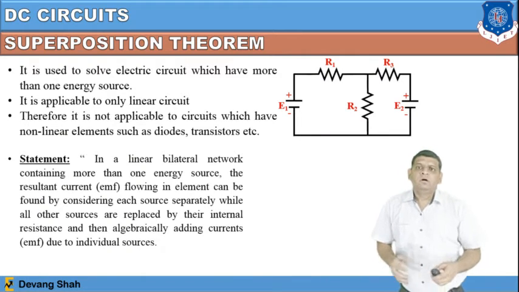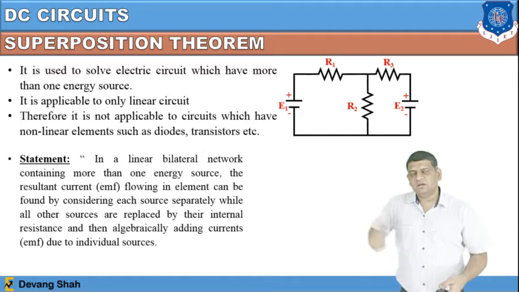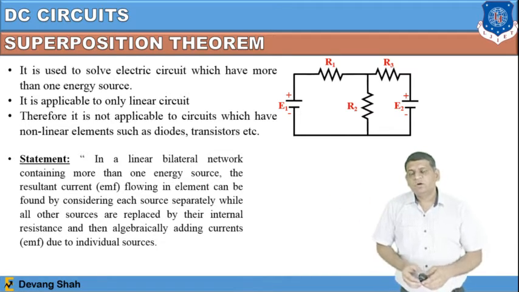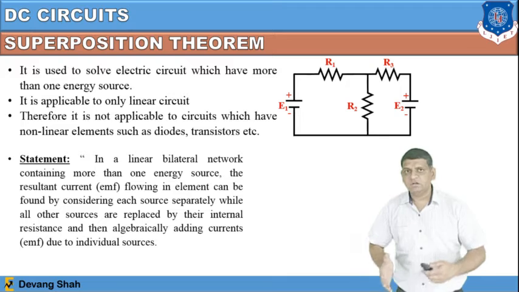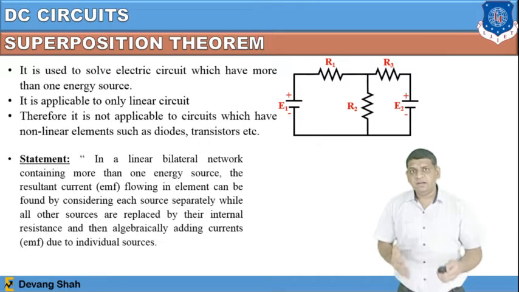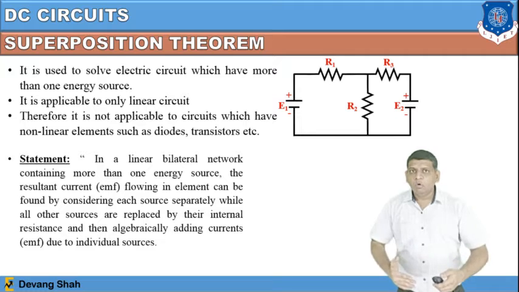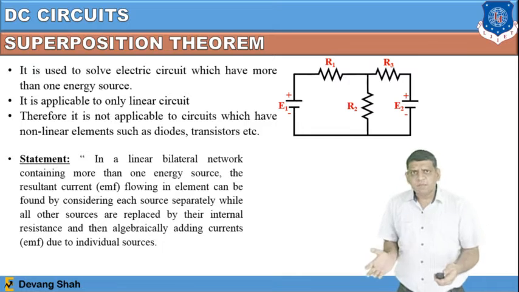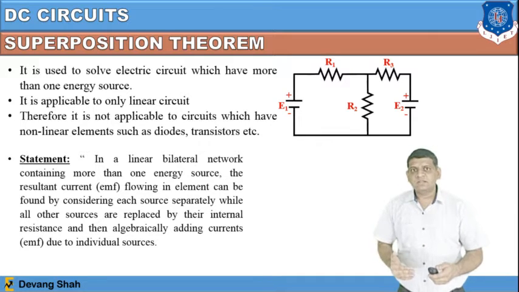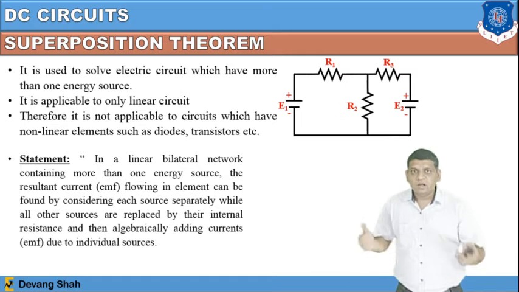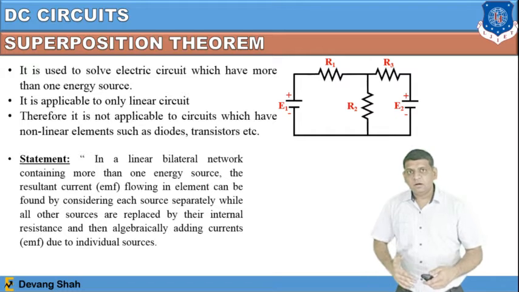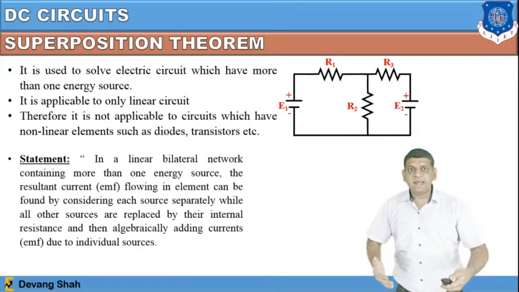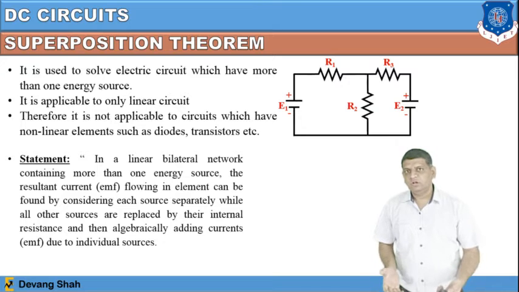This is the circuit of the superposition theorem, where two voltage sources are available, and three resistors are connected in series and parallel combination. The statement is that in a linear bilateral network containing more than one energy source, the resultant current or EMF flowing in an element can be found by considering each source separately, while all other sources are replaced by their internal resistance, and then algebraically adding the currents or EMFs due to the individual sources.